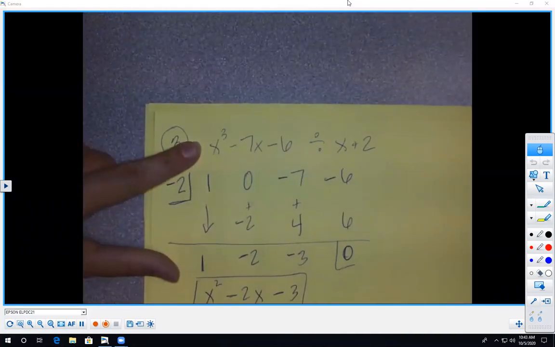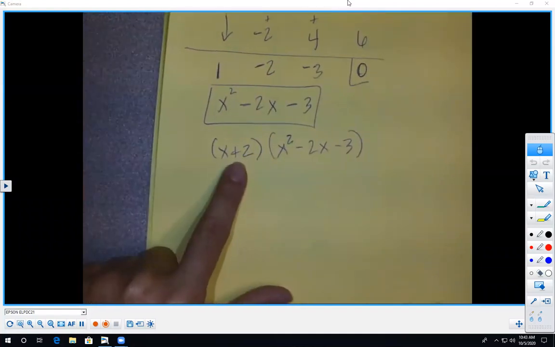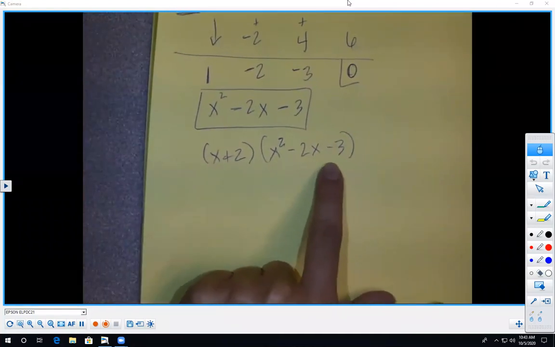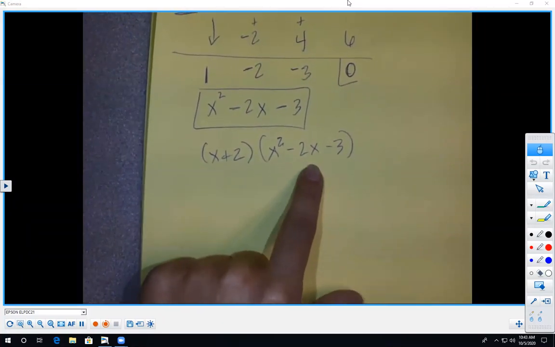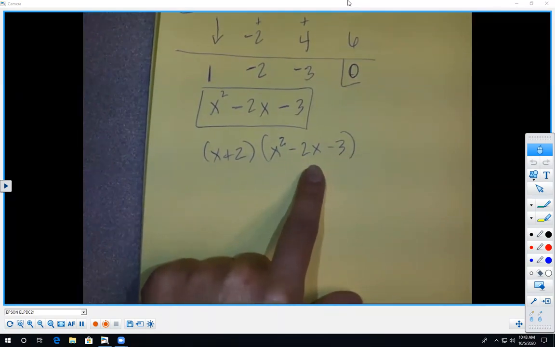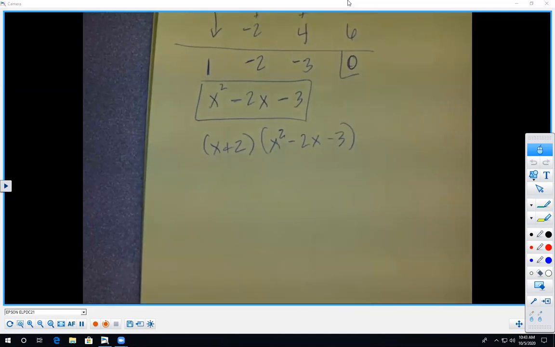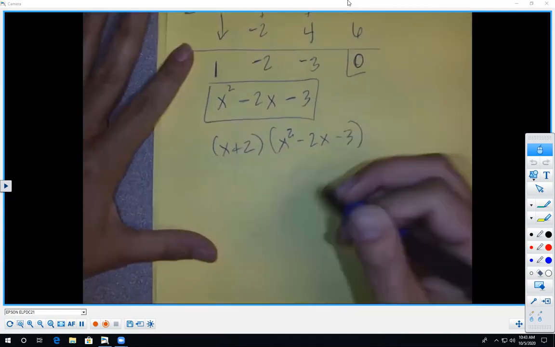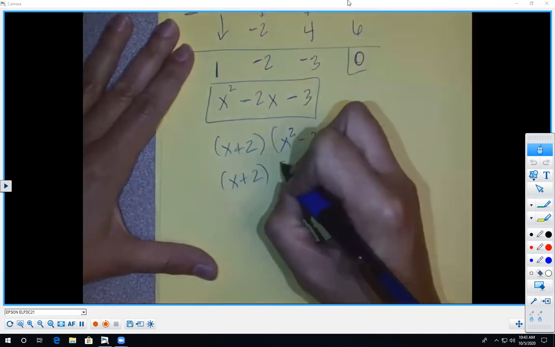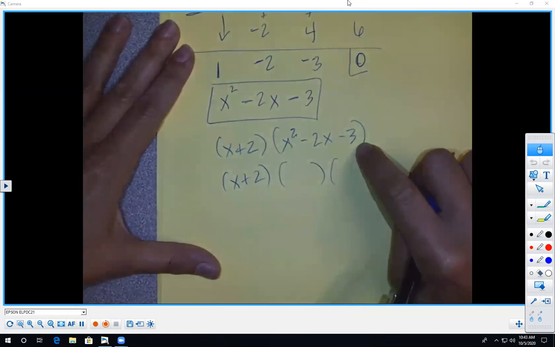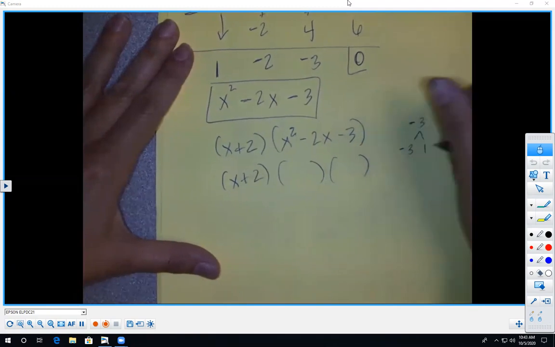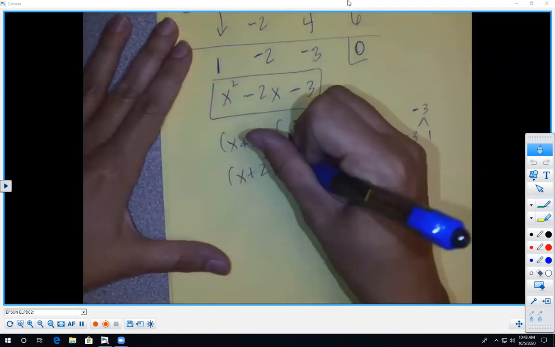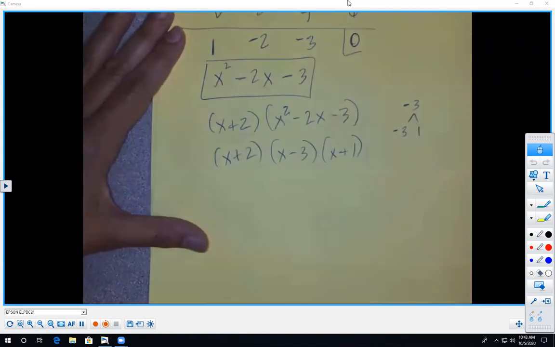How many answers does this problem have? 3. One of them is right there. 2 of them are right there. If that didn't factor, which it does, but if it didn't, what could I use to solve that one? You got this. If something doesn't factor, you can use the quadratic formula. Okay, so let me go ahead and factor this. What does this factor into? It's AC method. What things multiply to get -3 and add to get -2? Yeah, -3 and +1, right? So x minus 3, x plus 1.